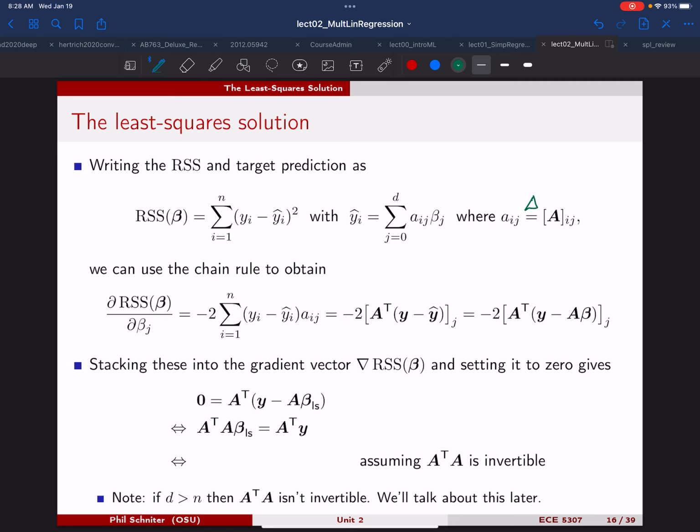Okay, so we're ready to take our partial derivative with respect to the jth coefficient. In this case, j is any coefficient. And we're going to use the chain rule like before. So taking the partial derivative of this, by the chain rule, the 2 comes down, and then I have to look at the derivative of y_i minus y_i hat with respect to beta j.